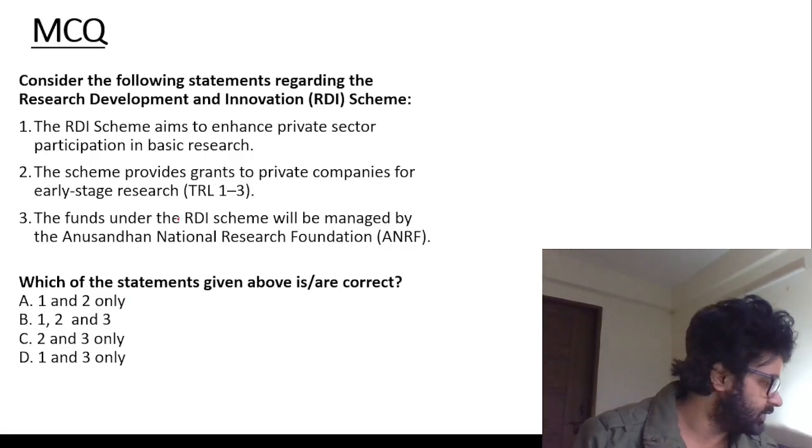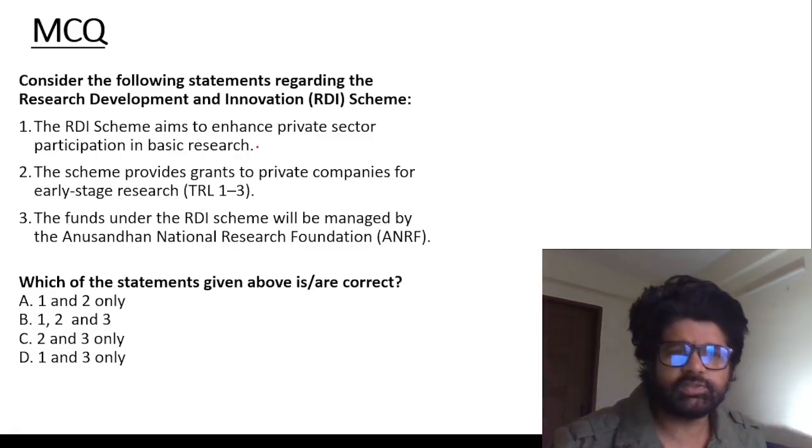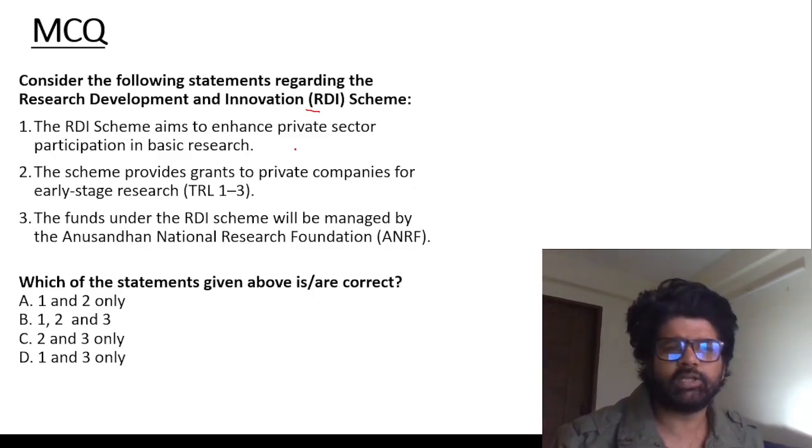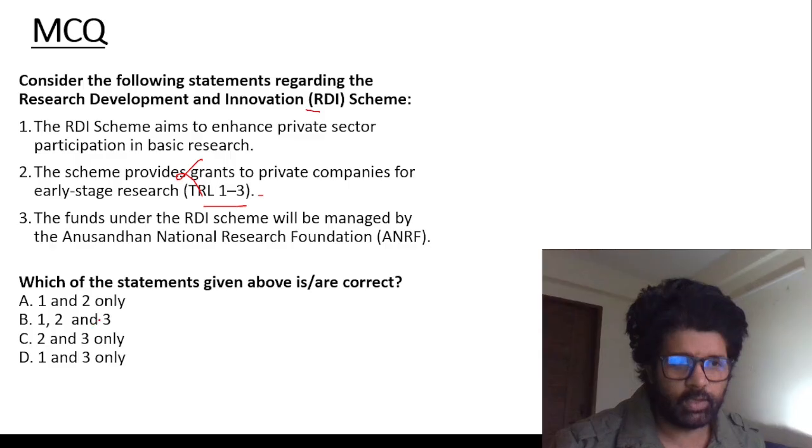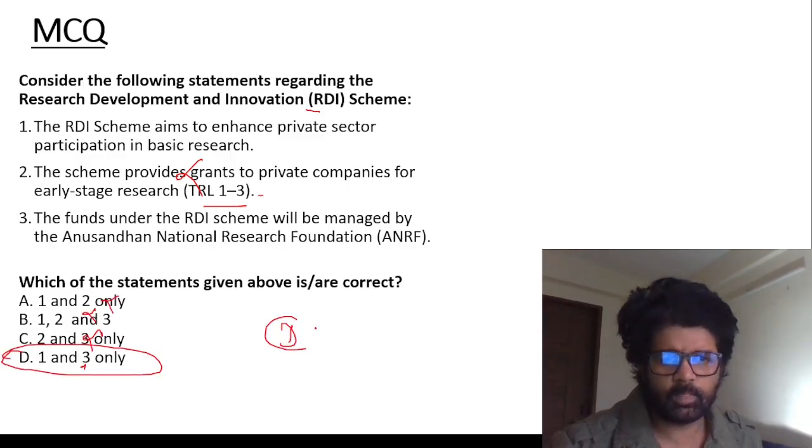Let's do the practice questions, guys. Consider the following statements regarding the RDI scheme. Enhanced private sector participation. Use option elimination. We know the second is wrong: it does not provide grants to TRL 1 to 3. So if you eliminate the second, you're left with D, 1 and 3 only.